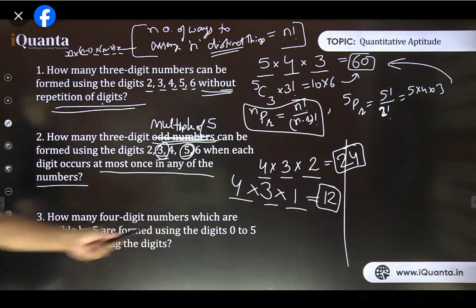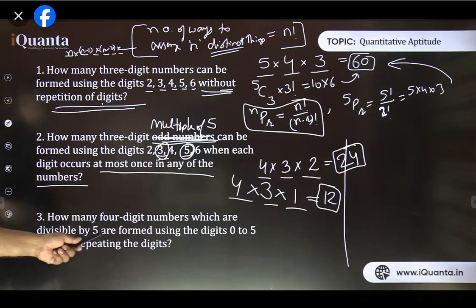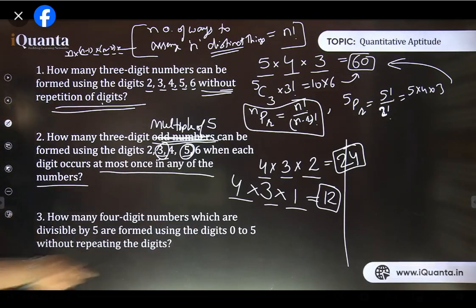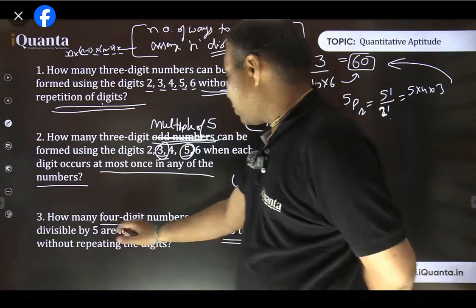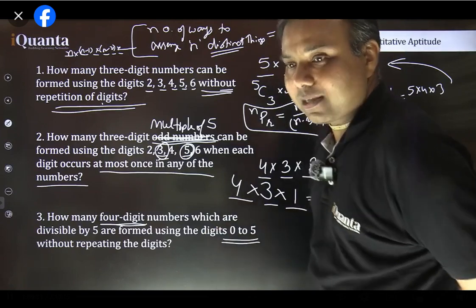Now this last question here. How many 4-digit numbers which are divisible by 5 are formed using the digits 0 to 5 without repetition? Now the digits which are allowed are 0 to 5. And this is a 4-digit number. Please be careful and answer. In this question, 0 is also there. So make sure that you don't make any mistake.